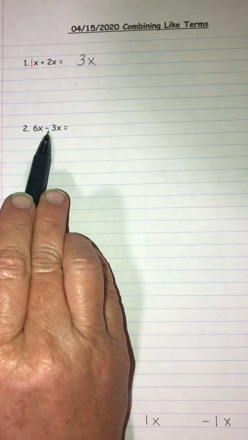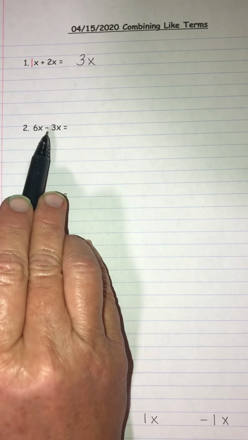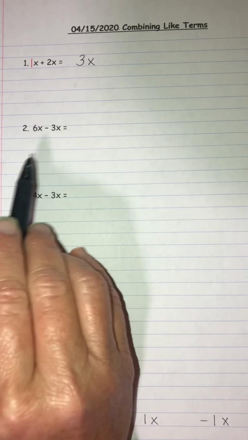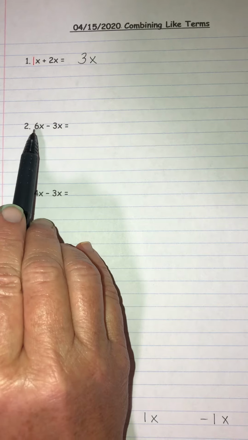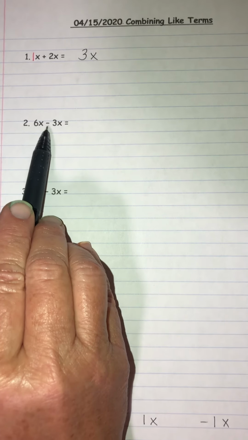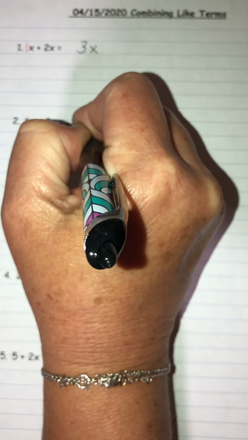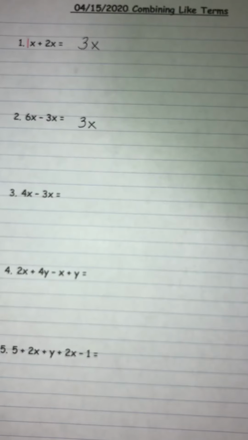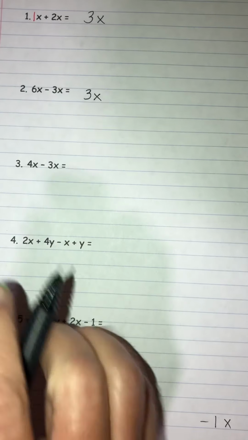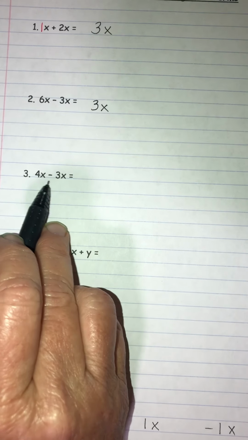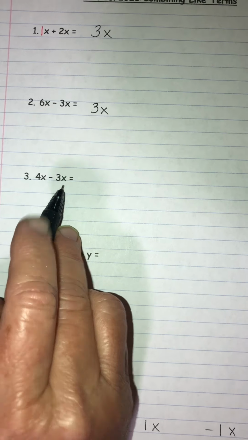Whatever's in front of the number is the sign you use, and we always did that in class. So if you had 6x minus 3x, then you would be left again with 3x. Next one, if I had 4x and I took away 3x, I would have 1x.